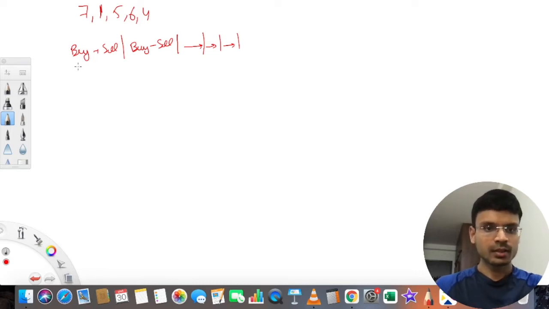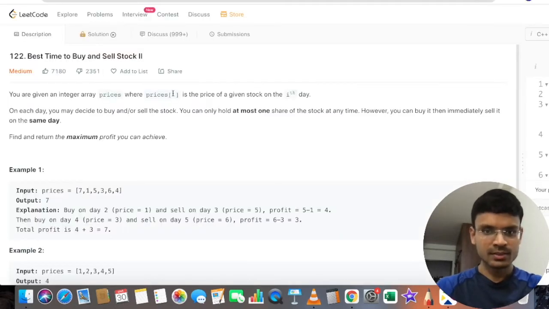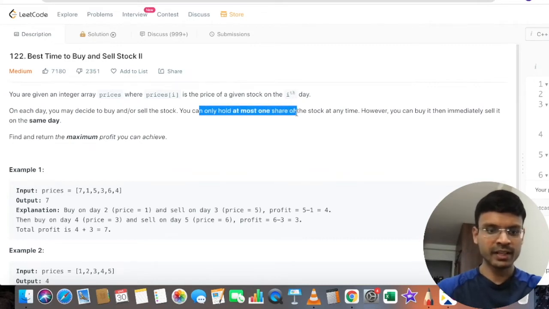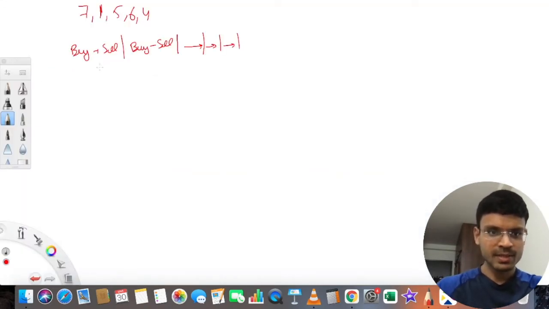Also, one condition that we need to take care of is that at any particular point of time we can't hold two stocks. That is mentioned over here: you can hold at most only one share of the stock at any time. So it means that we can't do this. We can't buy a stock and then again buy it. This condition is wrong. Suppose we bought a stock at a price of 7, we cannot buy a stock again at a price of 1. We need to sell the previous stock before we buy another one.